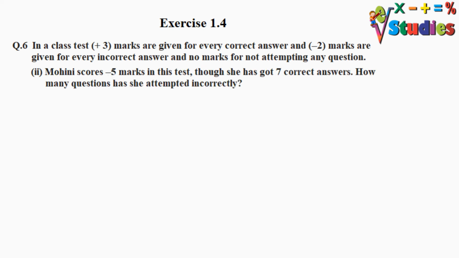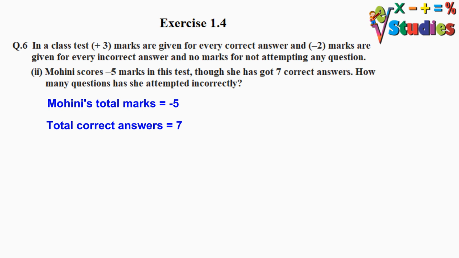Let's move on to the second part of this question. The second part is about Mohini, who scores -5 marks in this test, though she has got 7 correct answers. How many questions has she attempted incorrectly? In this question, we have total marks obtained by Mohini are -5 and total correct answers are 7. So the marks obtained for correct answers is equal to 7 multiplied by 3, that's 21. She got 21 marks as a result of correct answers.